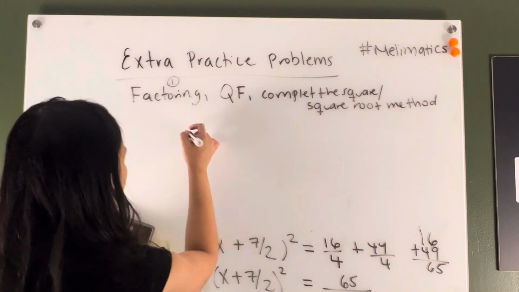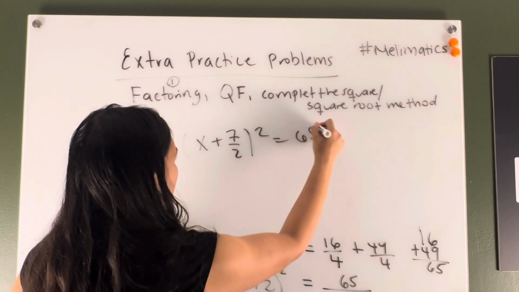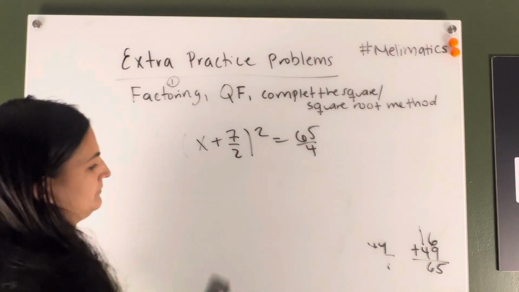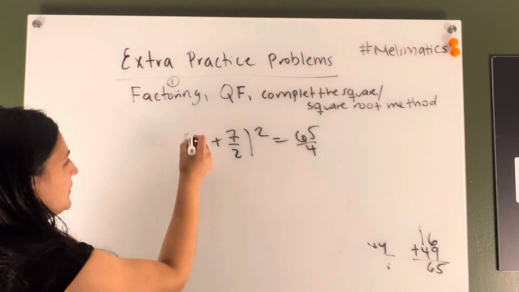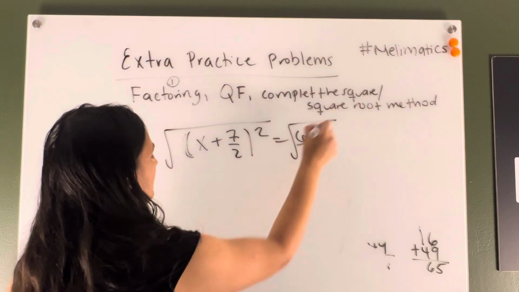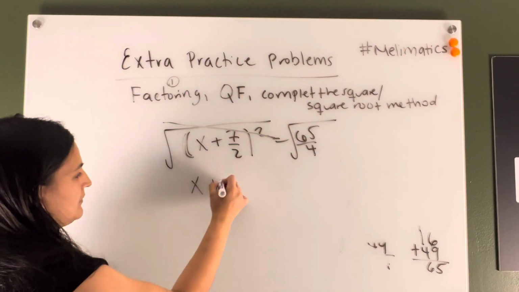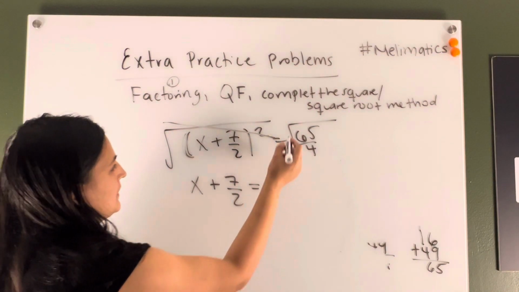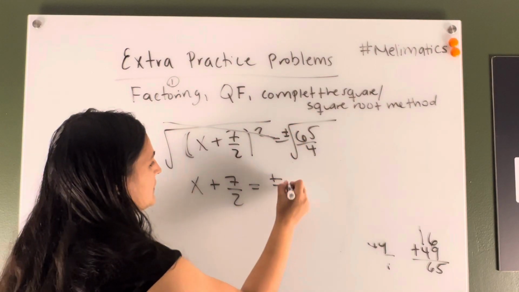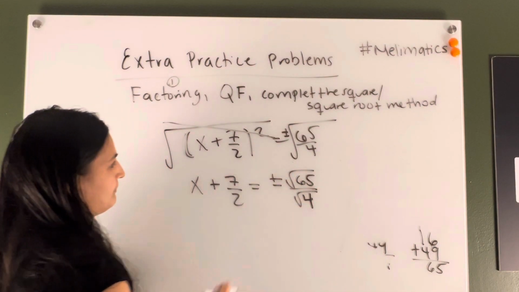Okay, so here it is. x plus 7 over 2 squared equals 65 over 4. Okay, now to undo this, the opposite of squaring is square rooting. Whatever I do to one side, of course, I do to the other. So this is going to cancel out the square, and I'm just going to be left with x plus 7 over 2. And over here, this is plus or minus the square root of 65 over the square root of 4.